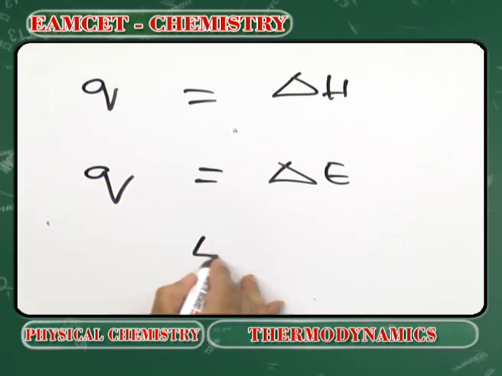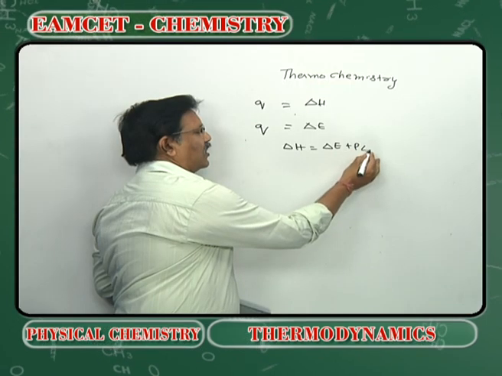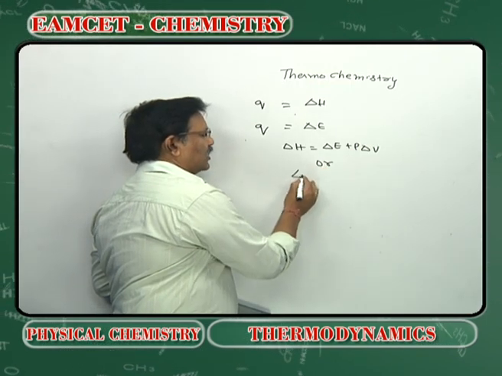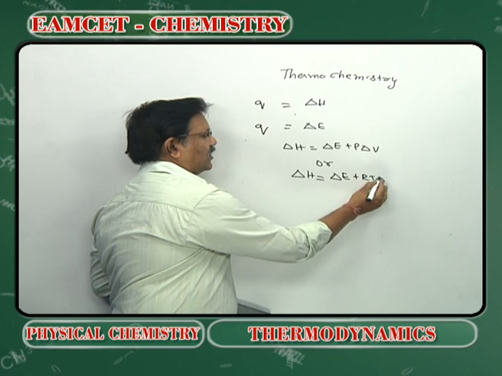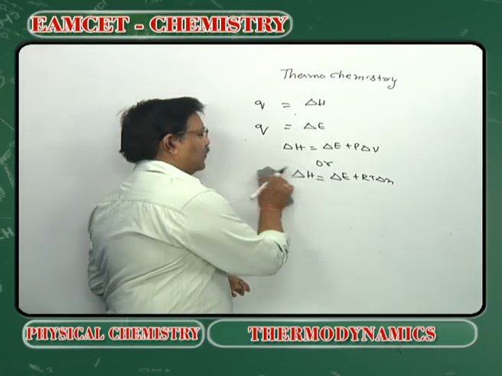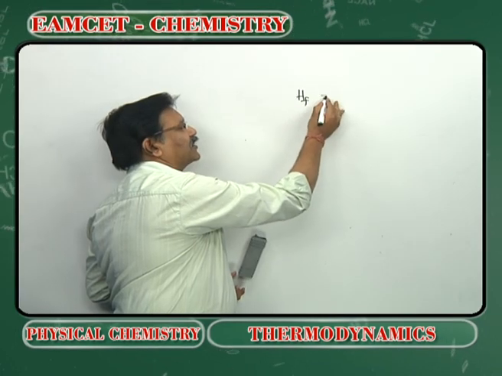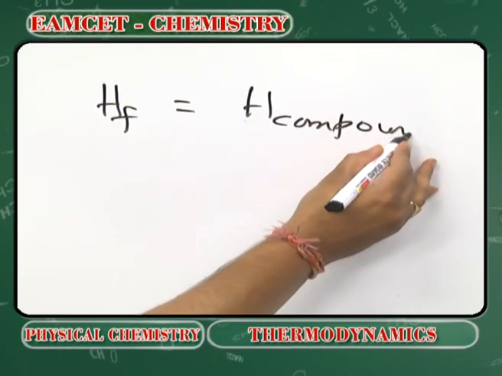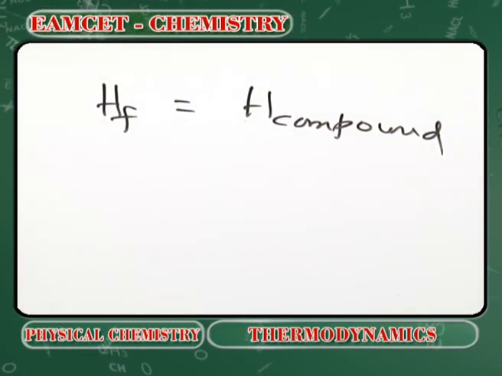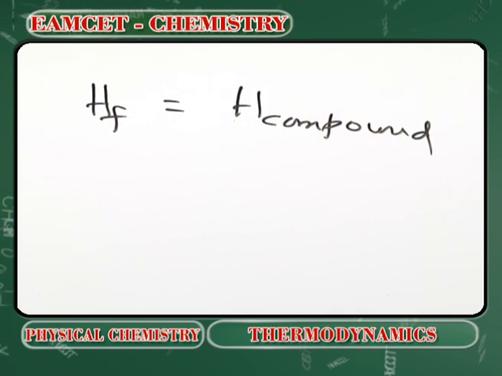What is the relation between delta H and delta E? Delta H is equal to delta E plus P delta V, or delta H is equal to delta E plus RT delta n. Now here, what is the other important point to be remembered? Heat of formation of a compound will be equal to enthalpy of the compound. Why is it so? Because the enthalpies of the elements at standard conditions are taken as 0.